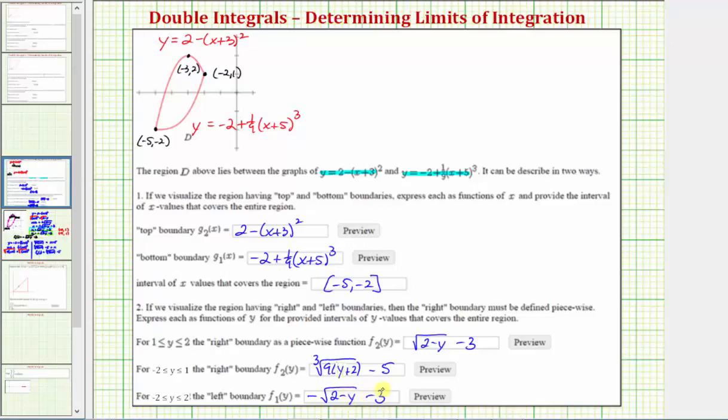So we can see in this question, defining the region using left and right boundaries is much more involved than using top and bottom boundaries. And this becomes important when we begin to set up double integrals to determine the limits of integration.